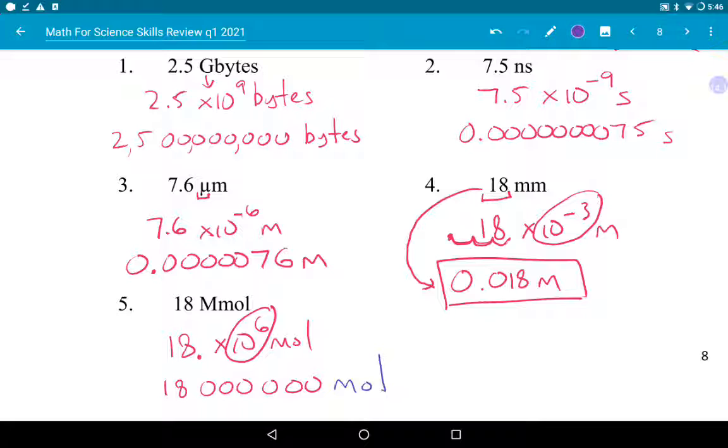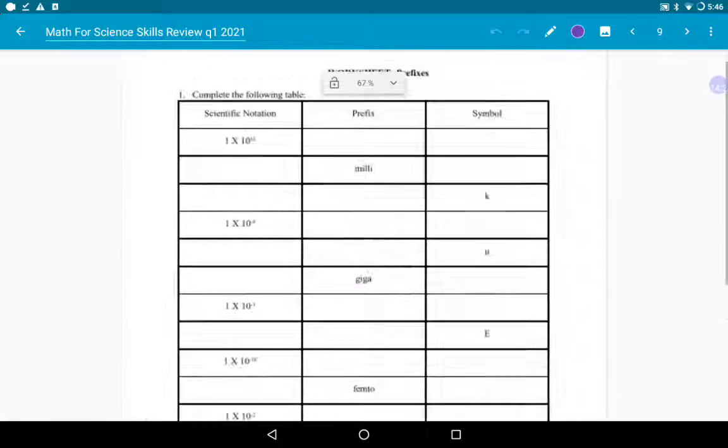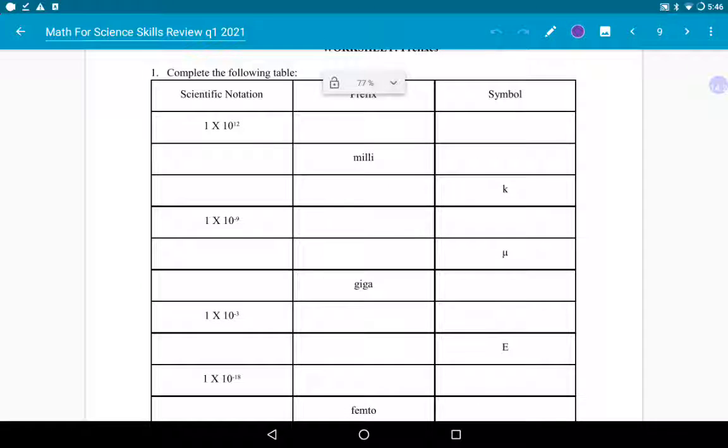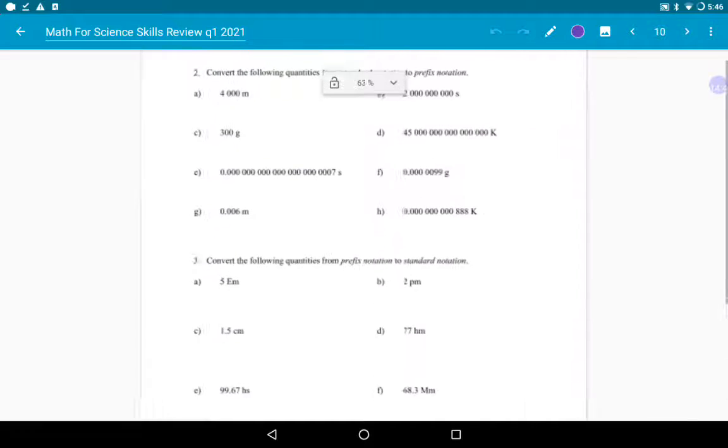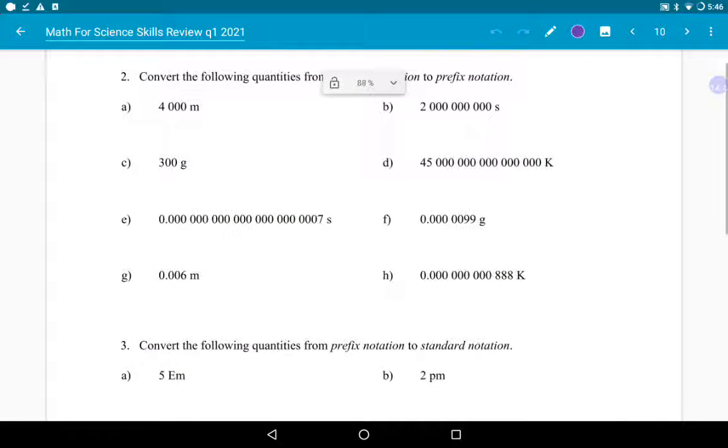Okay, so there's a few examples on going from standard to prefix, prefix to standard, and there's a little bit of work here. You're just filling in the chart, getting familiar with some of the prefixes. So, given the scientific power, give the prefix and the symbol, and then on this sheet you're just applying the examples that we were going through. Okay, talk to you later.